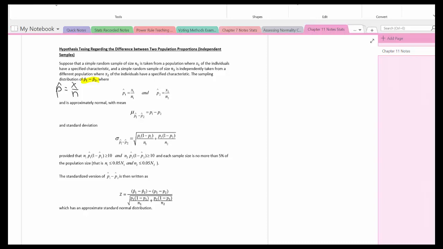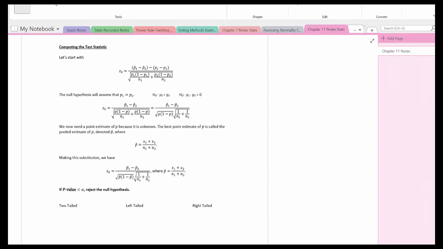All right, and it is approximately normal with the mean. Don't forget, we talked earlier about the mean of p hat being equal to p. Now here we're talking about the difference, right? So we're going to take p1 minus p2 because it is the difference. Well, we know the standard deviation, we talked about this earlier, is this. Here, this is referring to the error. So we're not subtracting the standard deviations, we're actually adding them together. Provided that each n times p hat times 1 minus p hat is greater than or equal to 10, and each sample size is no more than 5% of the population size. So the standardized version of p hat 1 minus p hat 2 is written as follows, which has an approximate standard normal distribution.